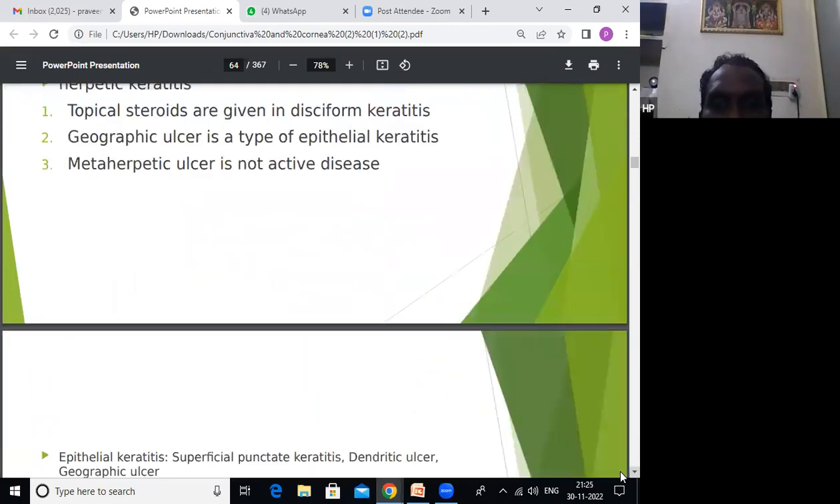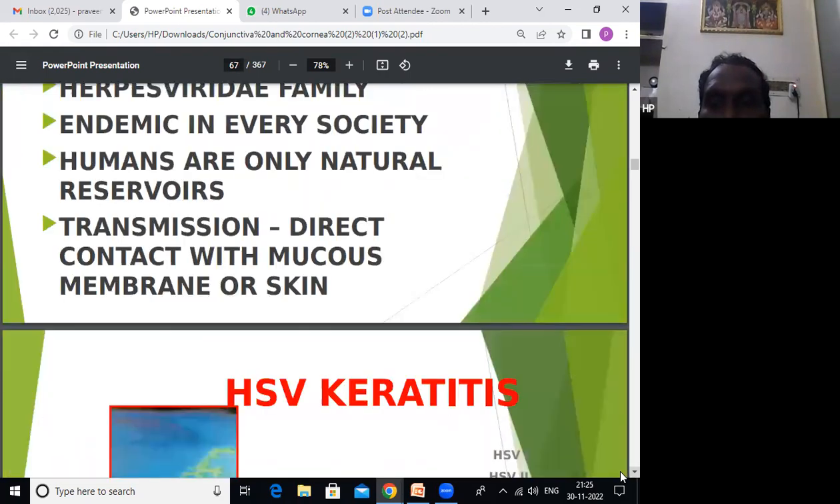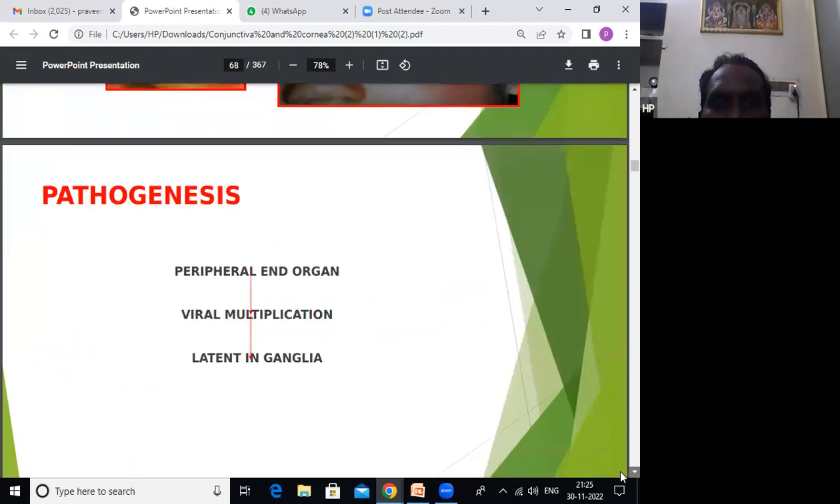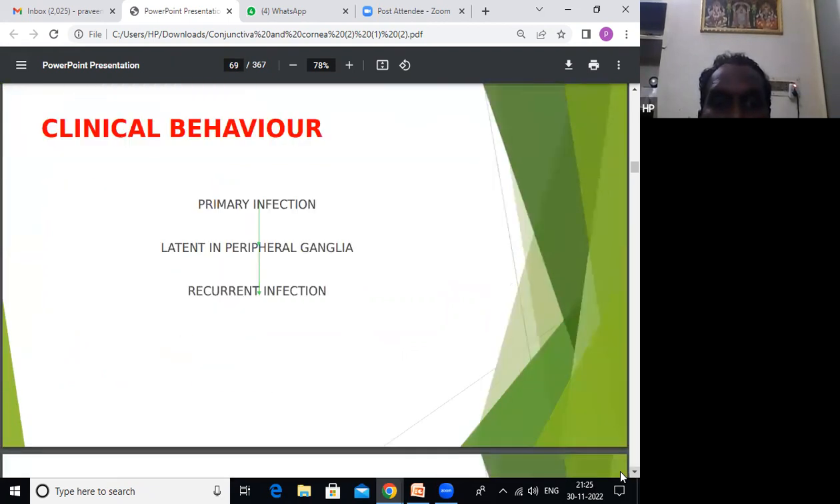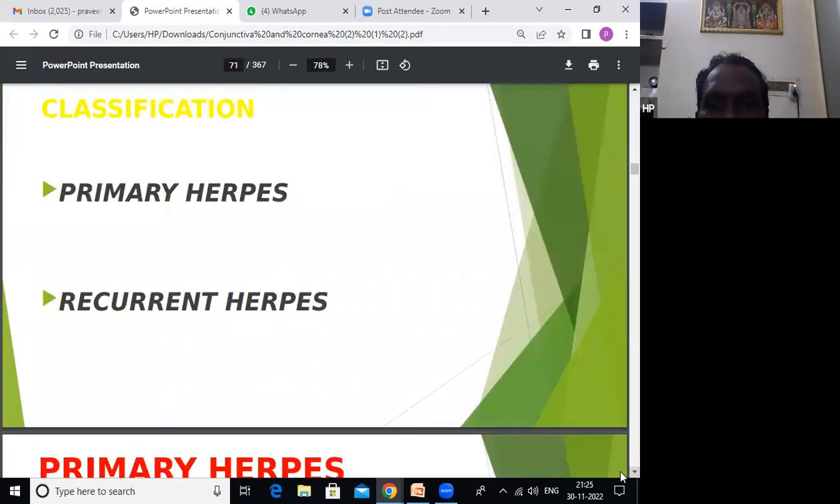So based on this, you can write all these things. I'm not going into the details of herpes virus, HSV keratitis. I just wanted to tell you the important things. You can go through this yourself.